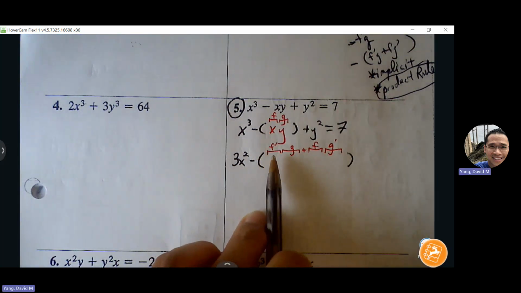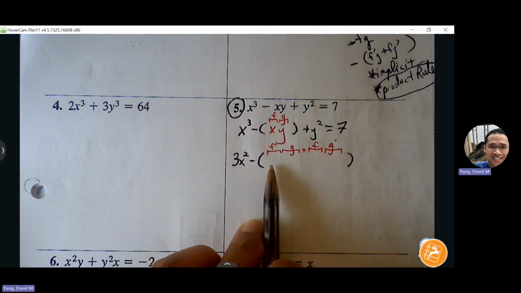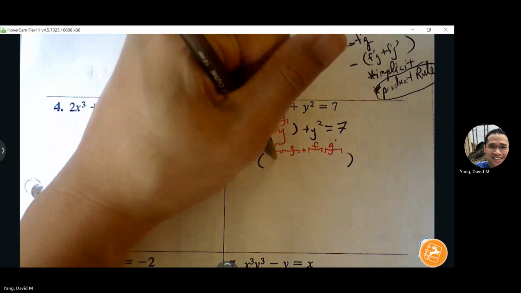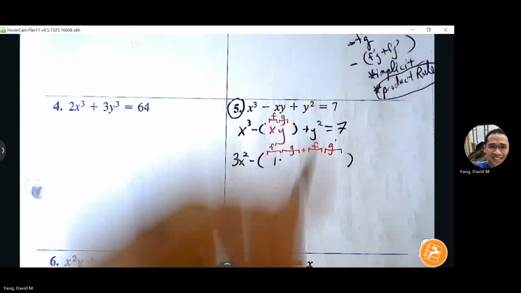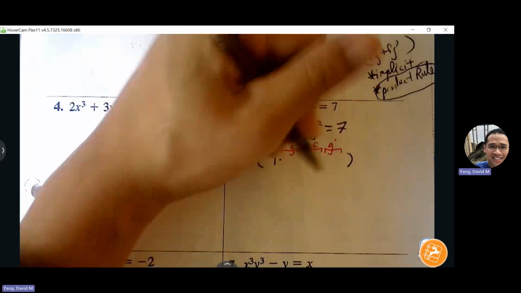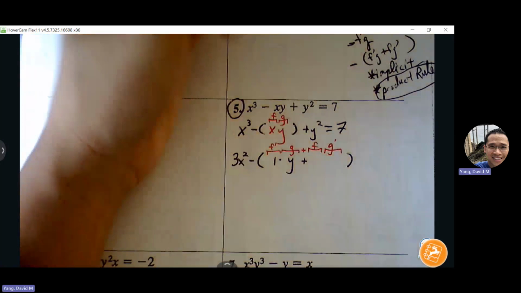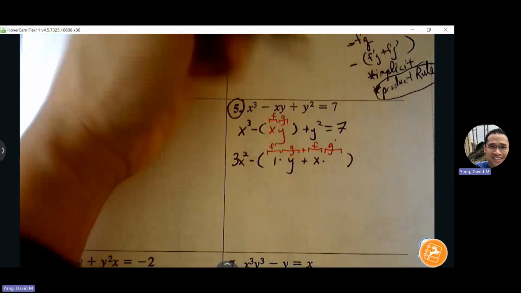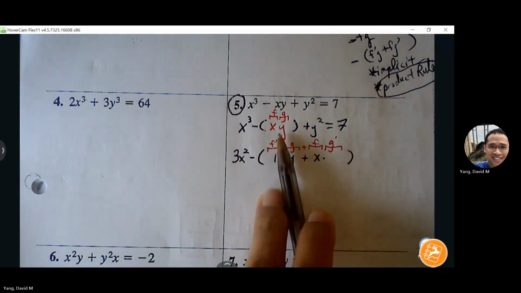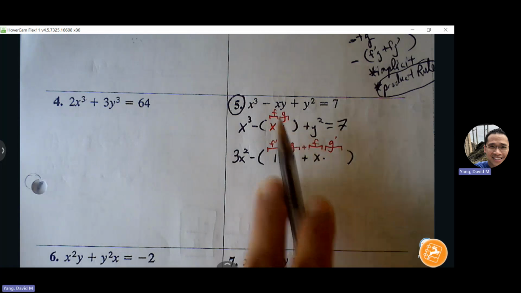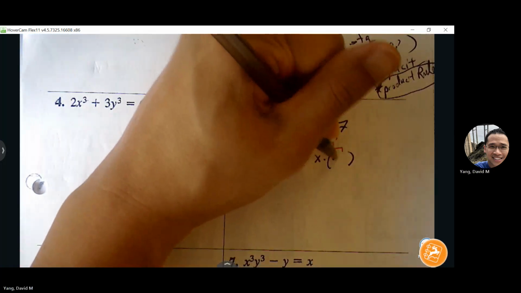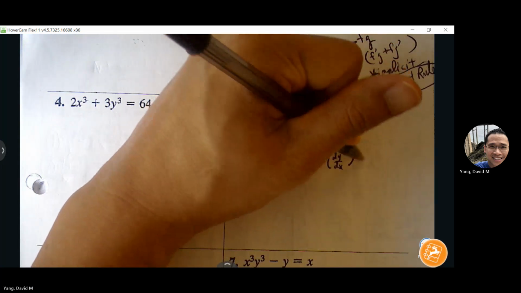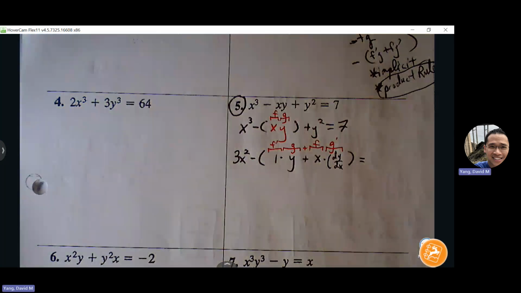Okay, f prime. What does x become? g is y, no changes. Back to f, x, and then what's g prime? Good, so y disappears, but we are asking for y's derivative. y becomes 1, but then we attach dy dx. Oops, sorry, forgot the next term.